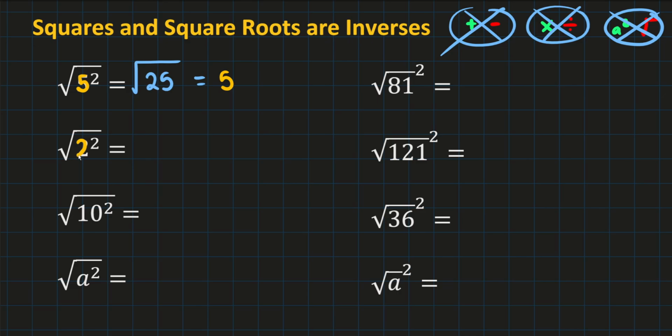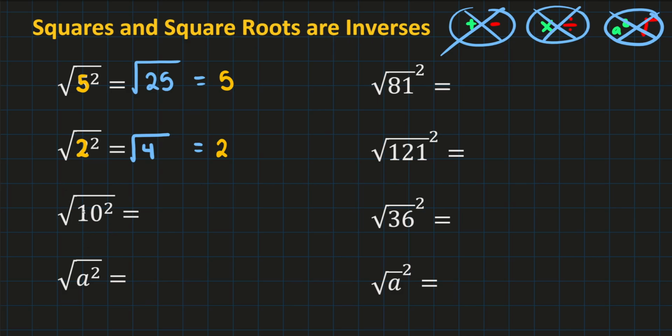So the square root of 2 squared, let's see what happens. Well, what's 2 squared? 2 times 2 is 4, so the square root of 4. What number times itself equals 4? 2. The square root of 2 squared is 2. Another coincidence. I don't know. First time, it's a coincidence. Second time, I don't know. Third time, it's the enemy, right?